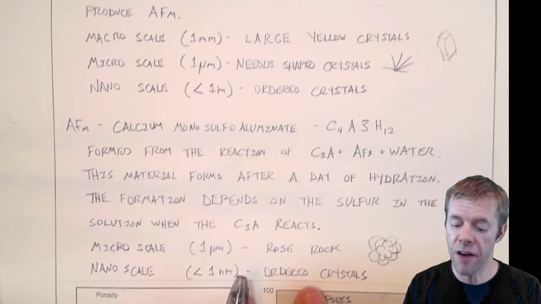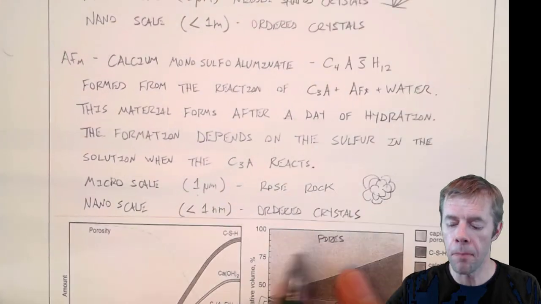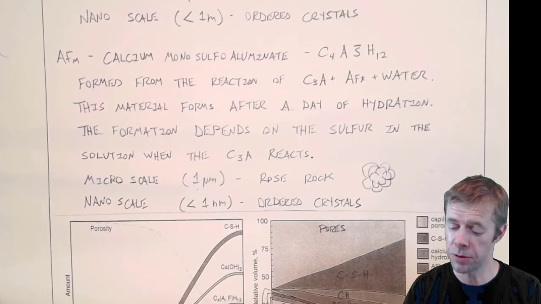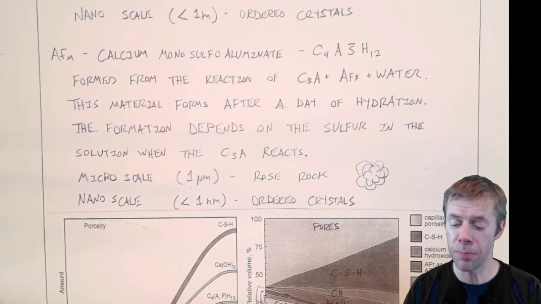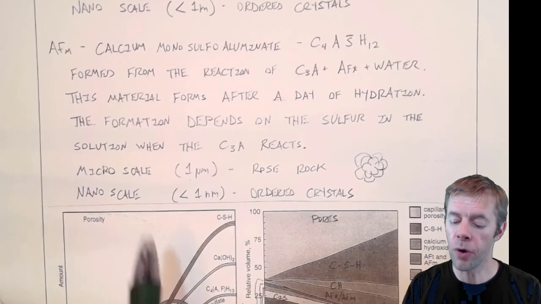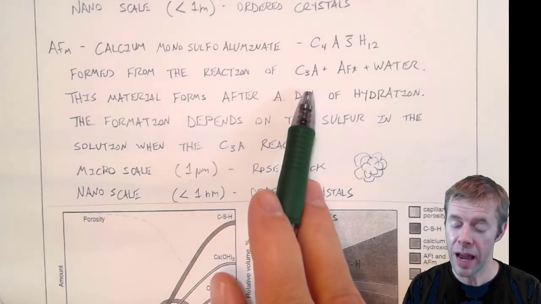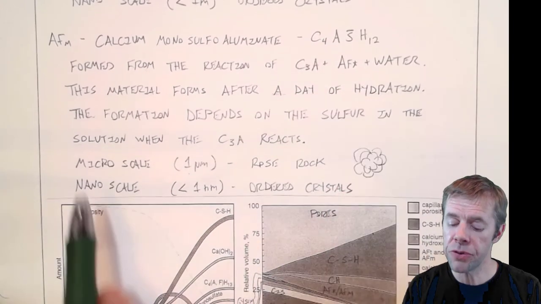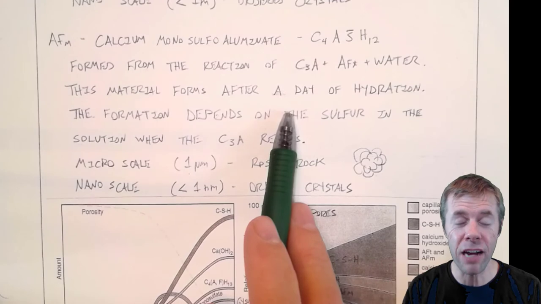Now, let's move on to our friend AFM. Calcium monosulfoaluminate, the one that you don't want to have to say fast too many times. That is C4AS̄H12. You're welcome. It's formed from the reaction of C3A, ettringite, AFT, and water. And this material forms after about a day of hydration.